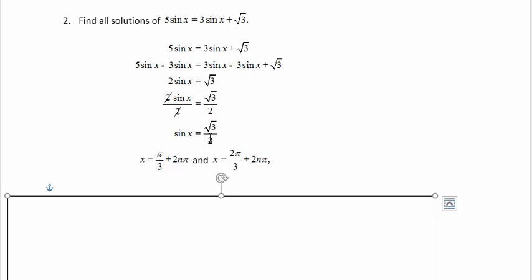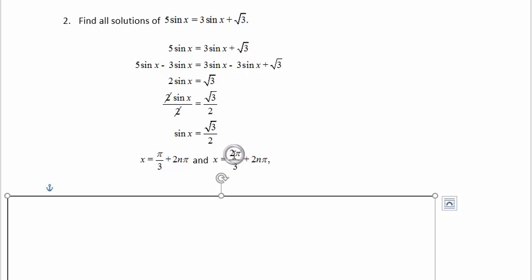And if I take a look on my unit circle now, that occurs at 2 locations. In the first quadrant, we get it at pi over 3. So at pi over 3, we're at the square root of 3 over 2. And then also in the second quadrant, where our y coordinates are still positive for the sine, we get it at 2 pi over 3.